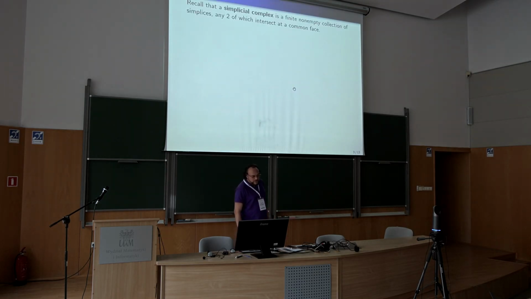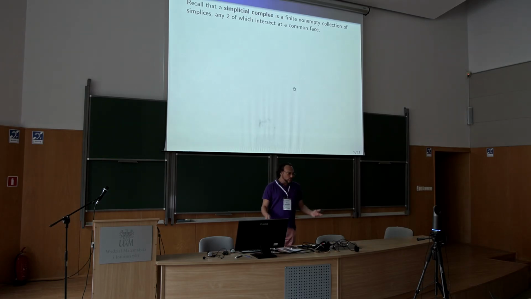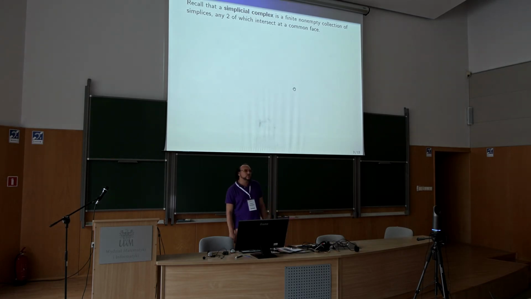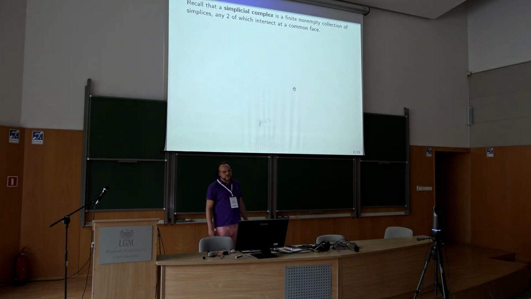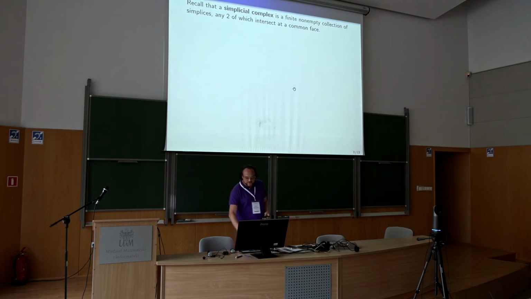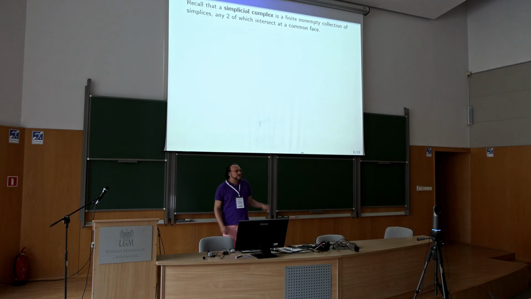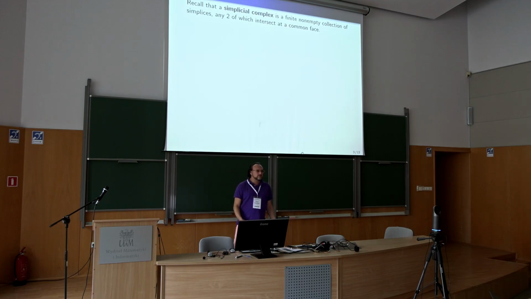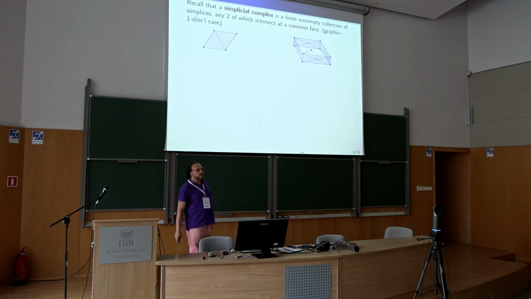And I have an initial page of things that are somewhat known to most people in the audience, but I put it there just so that we are all on the same page. And also, it gives me the chance to tell you a bit about the first result I had with Frank. So, a simplicial complex, just so that we're all on the same page, is something finite for today, okay? I know that some of you care about infinite simplicial complexes, infinite graphs, but today everything is finite. A finite collection of simplices, any two of which intersect at a common face.